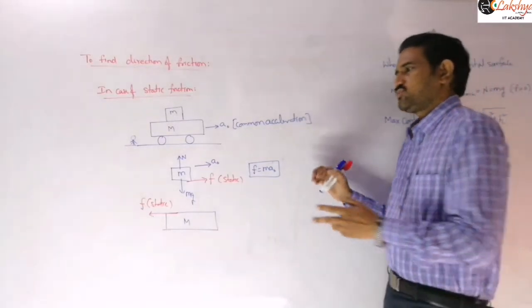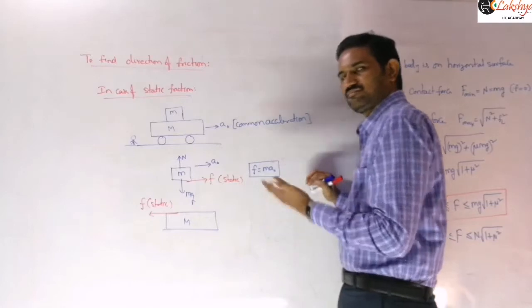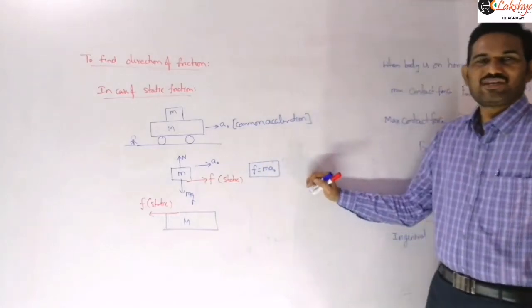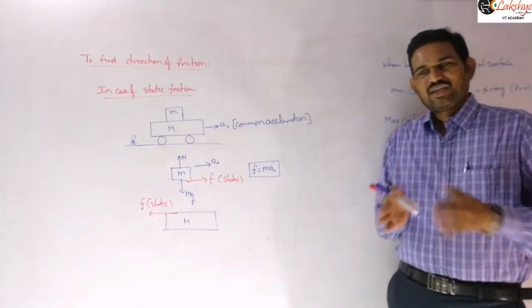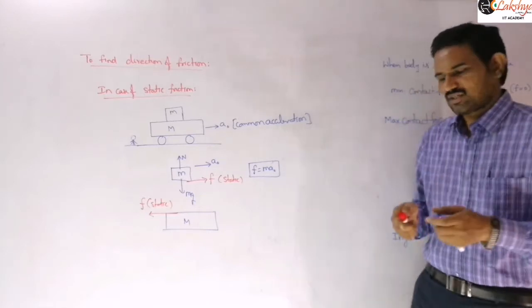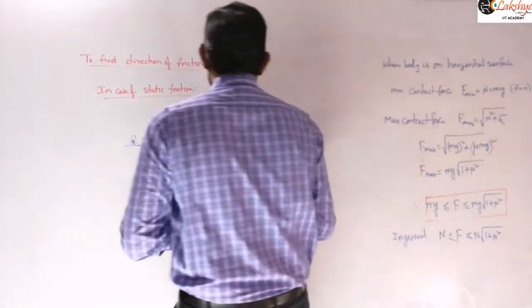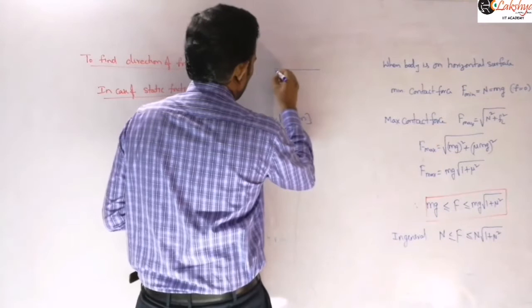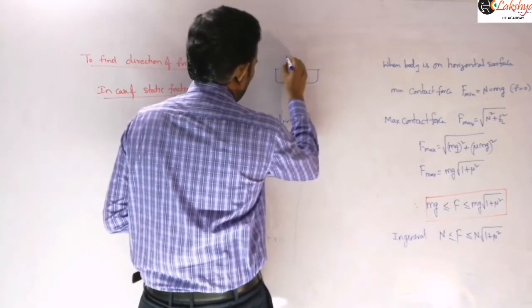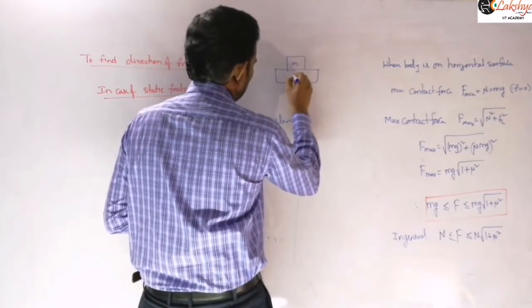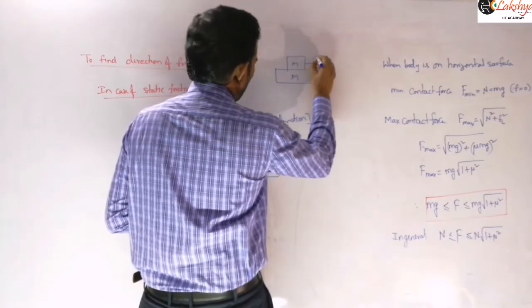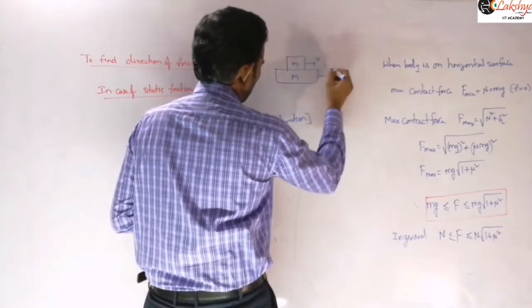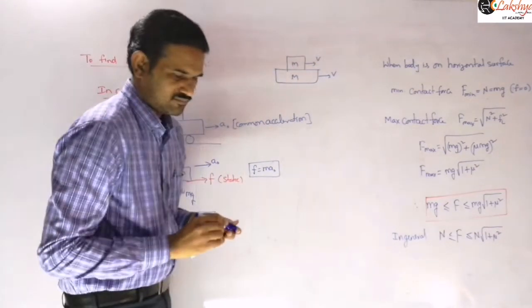If there is no relative slipping between these two, then there is no friction even though all the surfaces are smooth. If both are moving with the same velocity, for example, here I am taking a situation like this. This is one block and this is another block. If this is moving with the velocity v and this is also moving with the velocity v, right?